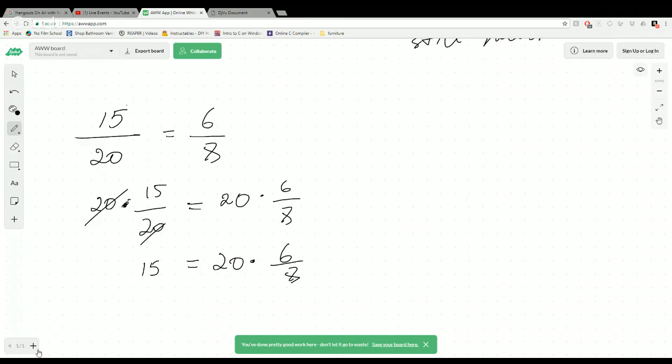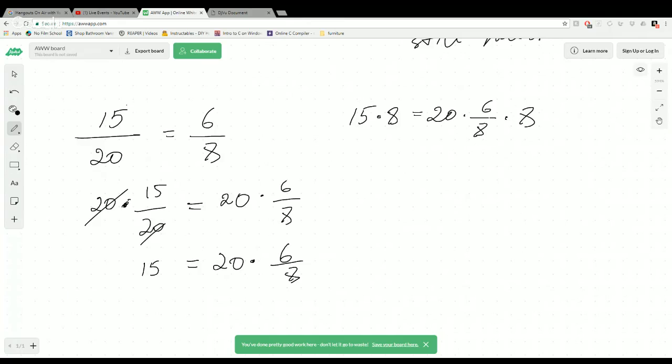Okay? What am I going to do now? I apply it again to both sides of the equation, always to both sides. If I do something just to one side of the equation, I've changed my equation. It no longer holds. But as long as I do the same operation to both sides, it's still valid. So now to both sides, I'm going to multiply by 8. So 15 times 8 equals 20 times 6 over 8 times 8.